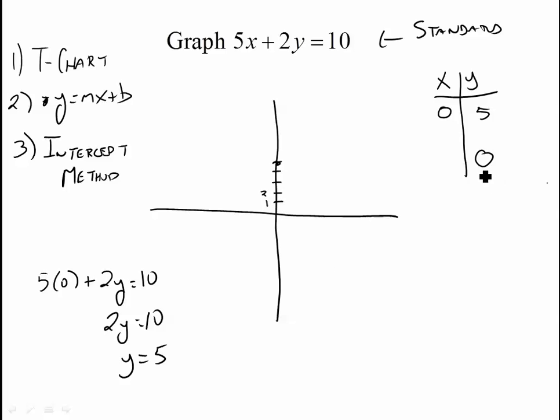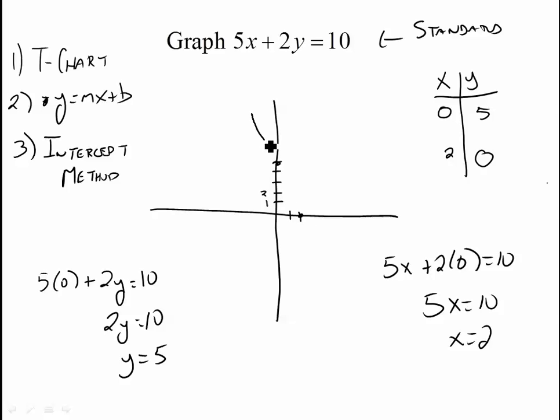I'm going to do the same thing for my second point, only this time put 0 in for y. So 5x plus 2 times 0 equals 10. 2 times 0 is 0, so I'm left with 5x equals 10, so x equals 2. This is my x-intercept because this is on the x-axis.